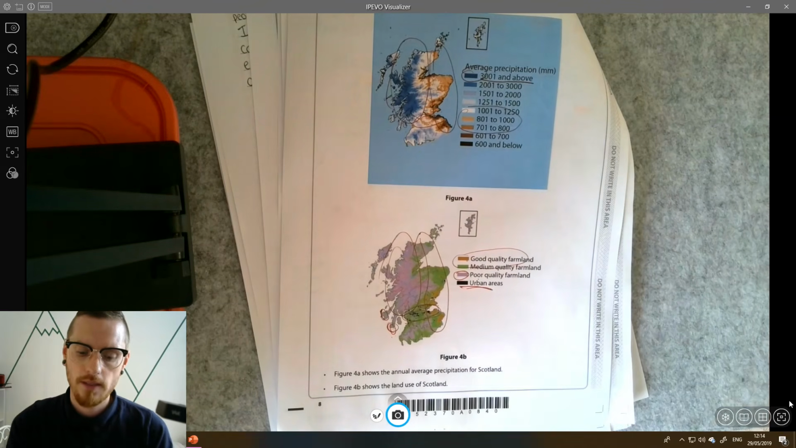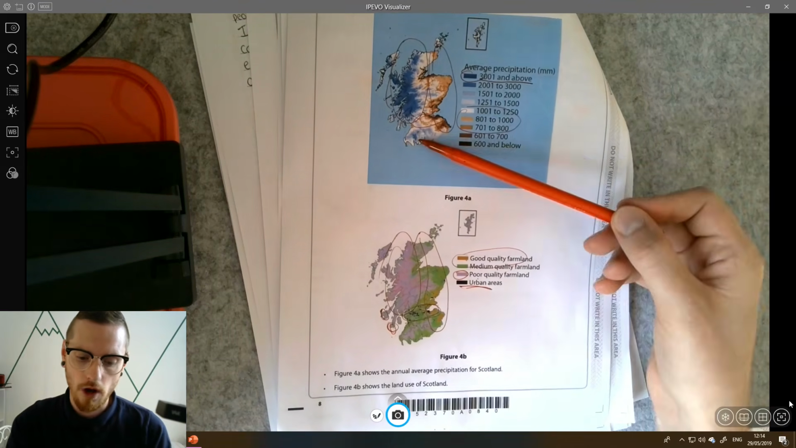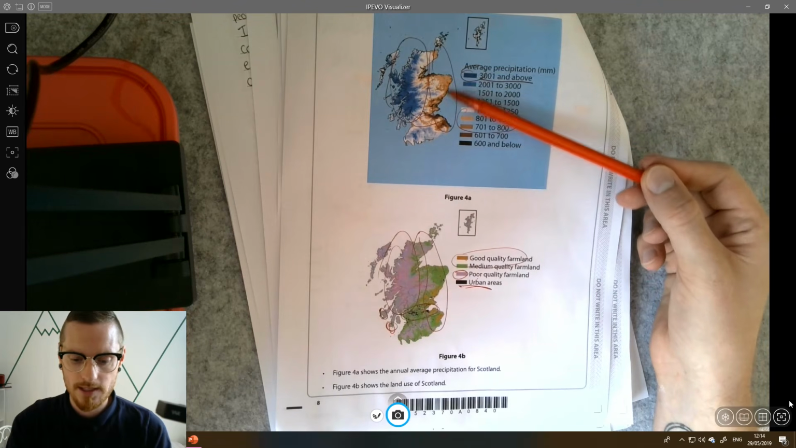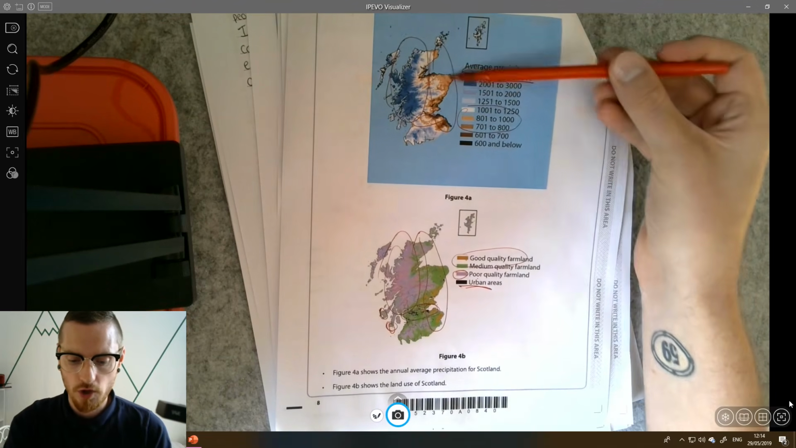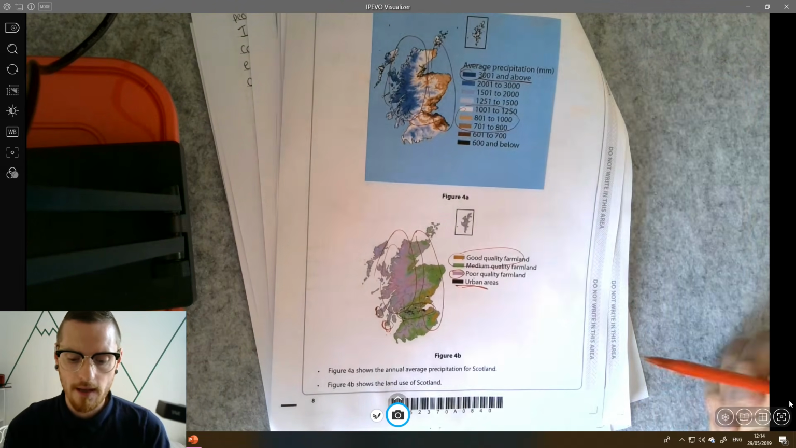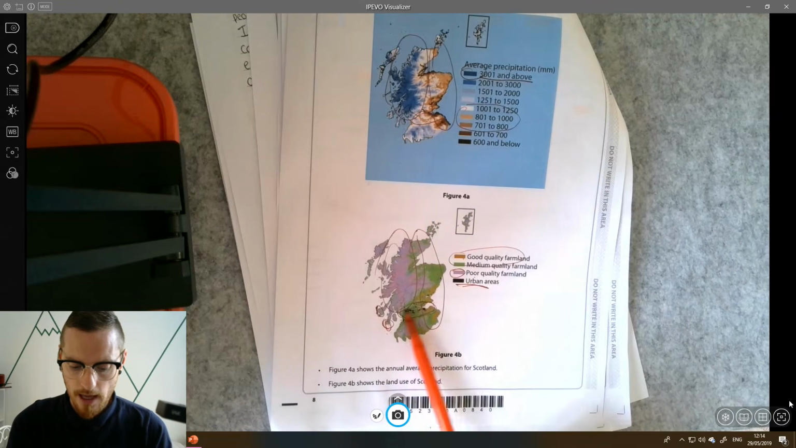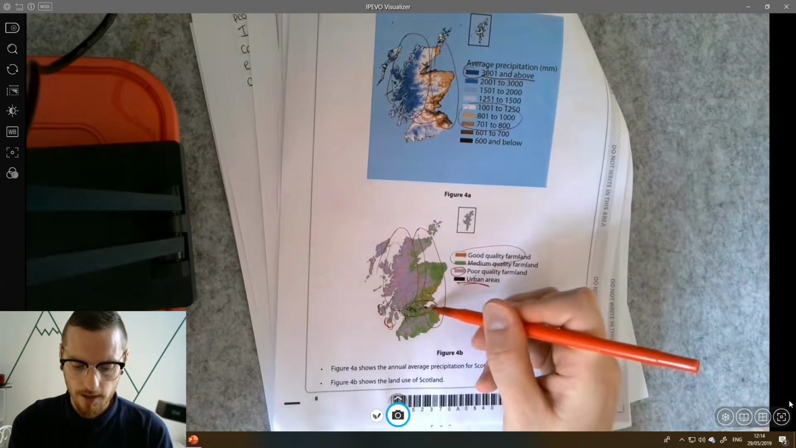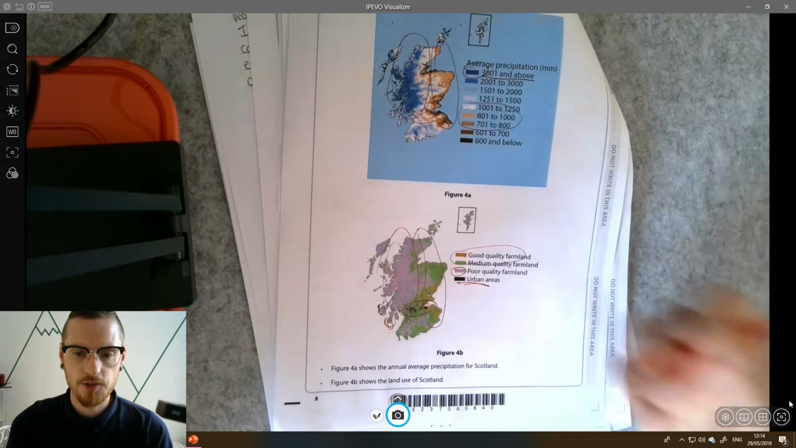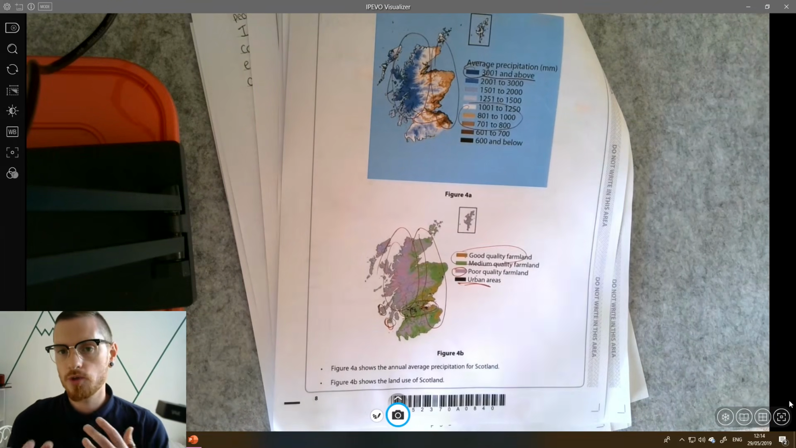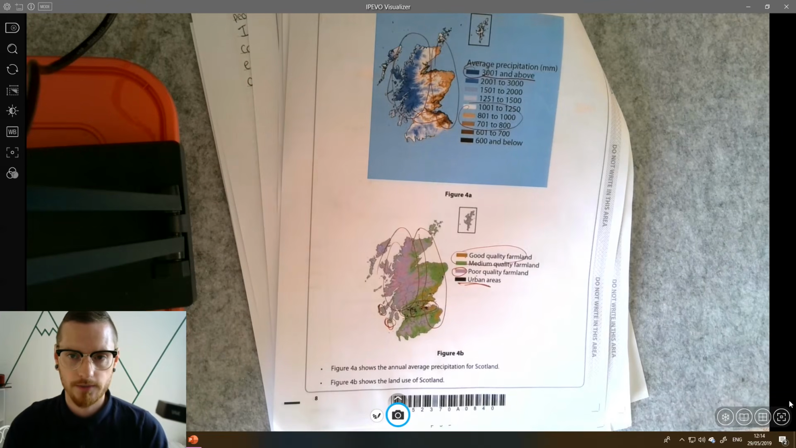So where it's more mountainous, there's higher precipitation, there's worse farmland. Where it's less mountainous, towards the coastlines, we are getting better farmland and lower precipitation levels. Where it's generally flatter and lower precipitation is where we get those urban areas of Edinburgh and Glasgow. So from this, you should be able to bring in subject knowledge.